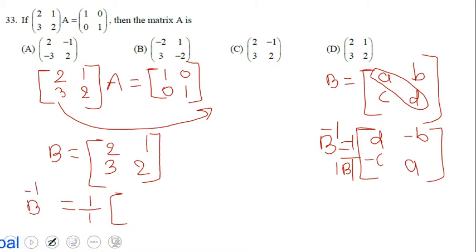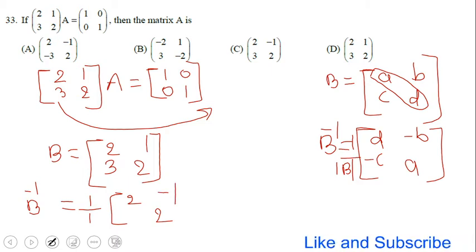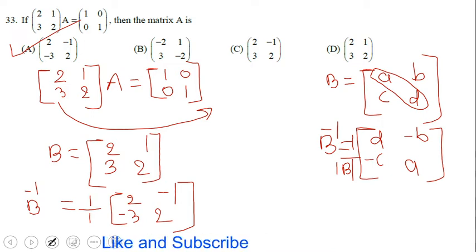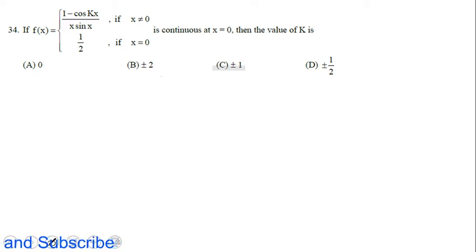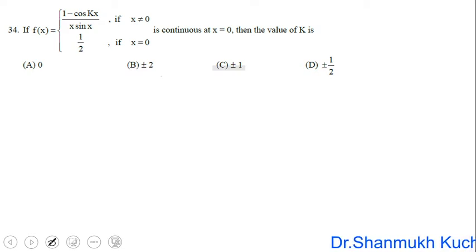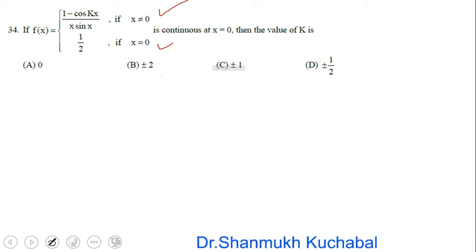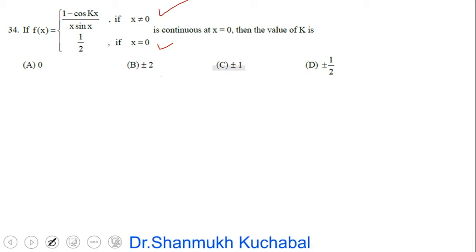So here we have to flip the diagonal elements, so we get the same elements. For the non-diagonal elements, we just change the sign, minus 1, minus 3 we get. So this is there in option A here. Option A is the right answer. 2 minus 1 minus 3, 2 here. So A is the right answer. Okay. We will move to our next example. So f of x has two values when it is equal to 0 and not equal to 0. Then further it is continuous at x equal to 0.